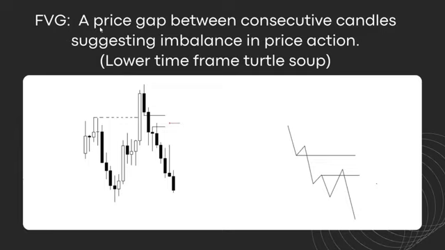Now, the definition of an FEG is a price gap between consecutive candles which suggests an imbalance in price action. But as I said before, it's basically a lower time frame turtle soup and a retracement profile.